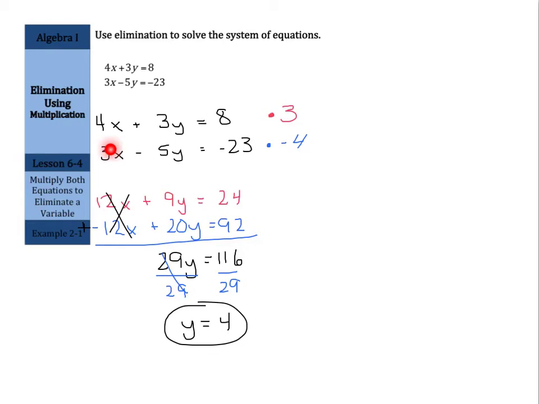Now, if you pick one of the two original equations, let's pick the one where they're all positive. Might be more simple. 4x plus 3y equals 8. Substitute in your 4 for y. You get 4x plus 3 times 4 equals 8. 4x plus 12 equals 8. Subtract that 12 from both sides.